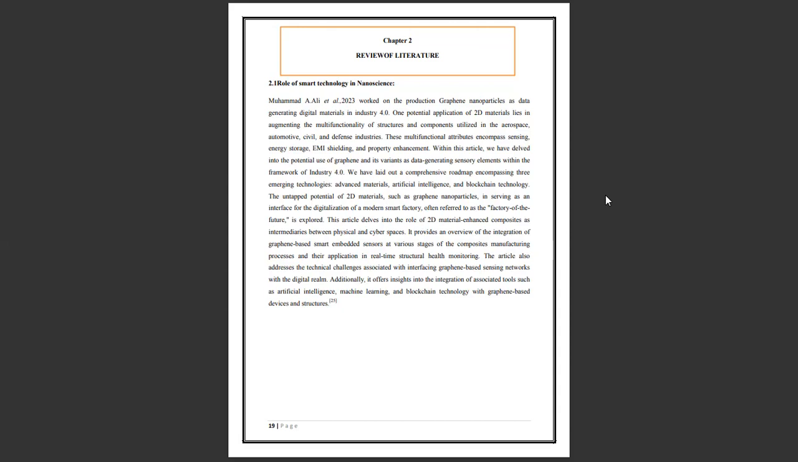We have laid out a comprehensive roadmap encompassing three emerging technologies: advanced materials, artificial intelligence, and blockchain technology. The untapped potential of 2D materials such as graphene nanoparticles serving as an interface for the digitalization of the modern smart factory, often referred to as the factory of the future, is explored. The article delves into the role of 2D material enhanced composites as intermediaries between physical and cyberspace. It provides an overview of the integration of graphene-based mass embedded sensors at various stages of the composites manufacturing processes and their application in real-time structural health monitoring.